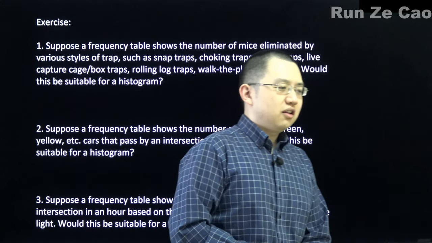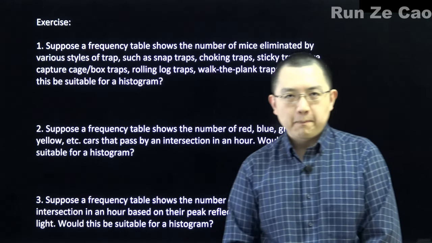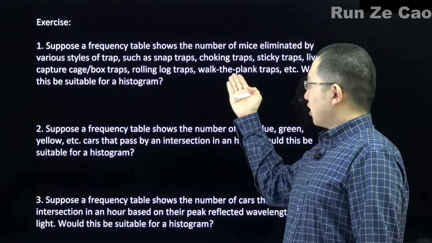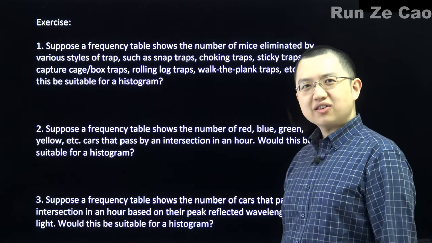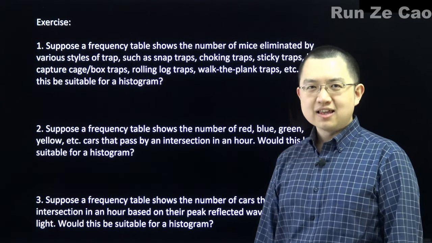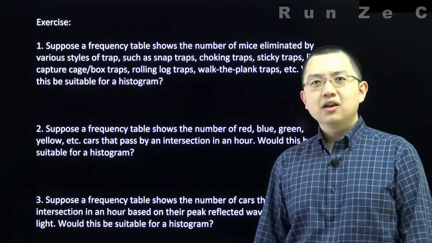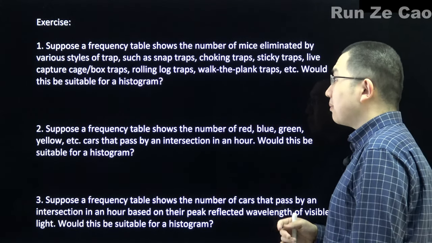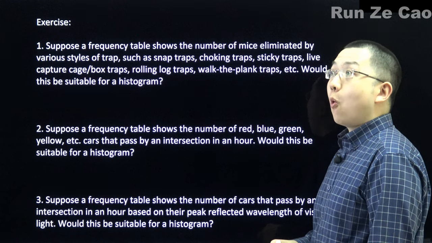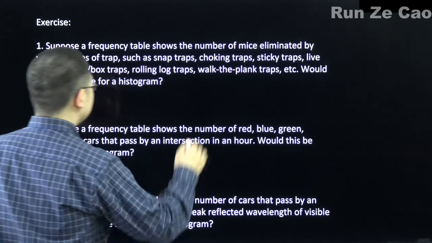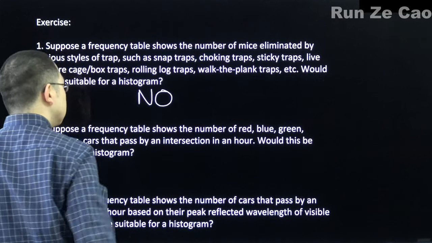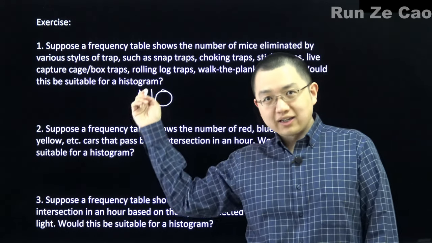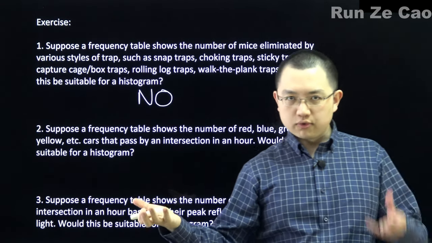Now, would this frequency table be suitable for a histogram? Are these bins continuous? Do they blend into each other on a continuous gradient? No! I mean, sure, there are hybrid style traps, but overall, no. So, no. These are discrete items, like red cars, blue cars.